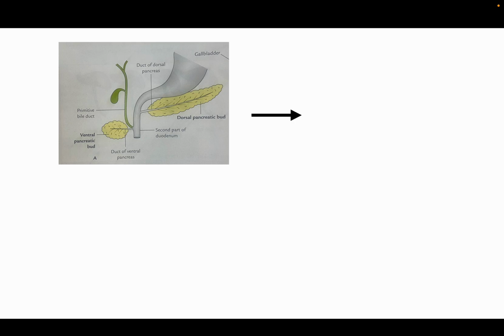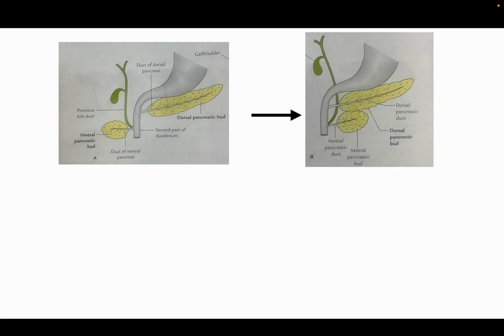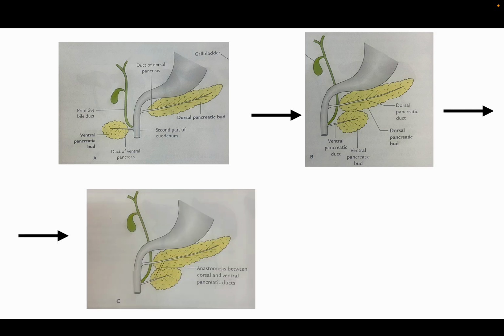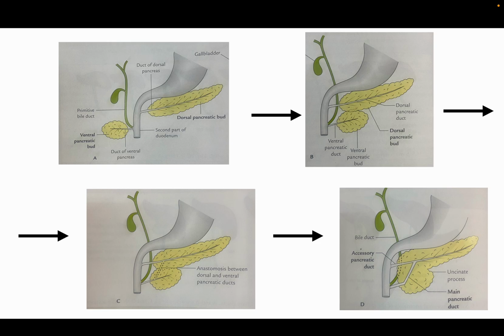So this is the sequence of events which are happening. You can see how the rotation of the tissue is happening. Then next is fusion. The ducts fuse with each other, and later on this is the fully formed pancreas with the different ducts.